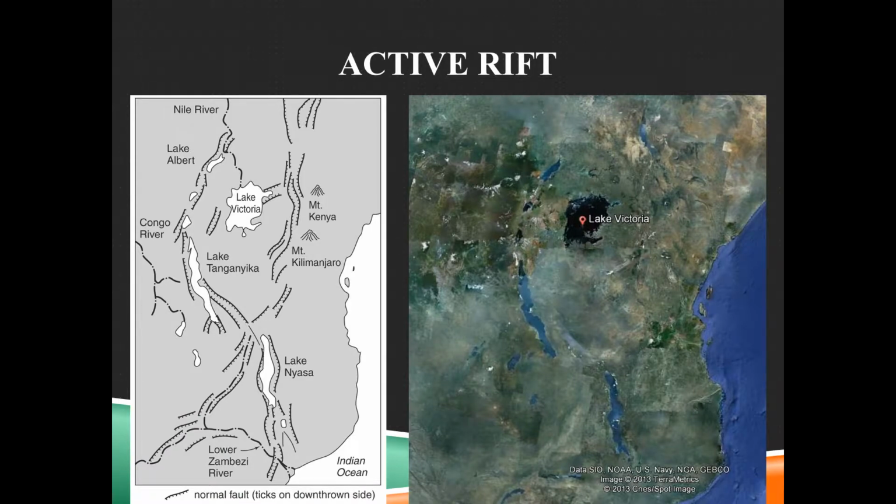Here you can see an aerial image of the same region. You can see Lake Victoria in the image and in the map drawing. And you can see to some degree where the rifting is, especially where there are these long linear lakes that are in the low areas caused by the rifting.